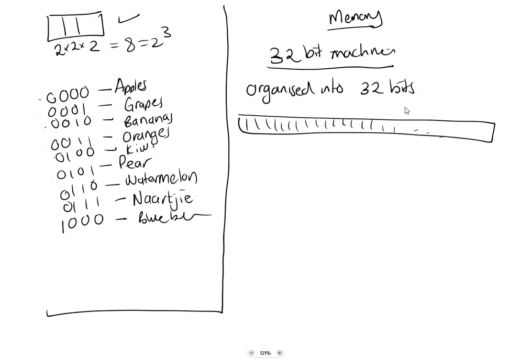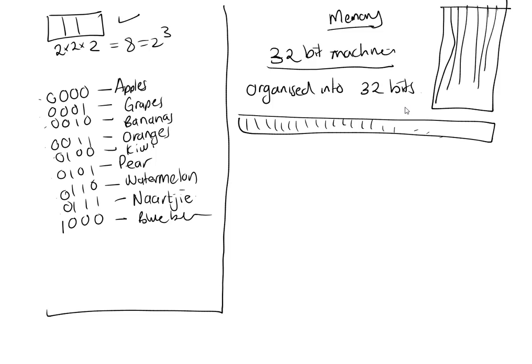In reality, memory is organized into bytes. So for example, this would be what memory looks like. This is the first address where you have 1 byte of information. The second address has another byte of information. The third address has another byte of information. The 4th address has another byte of information, and so on. And this is basically how it works in the real world.